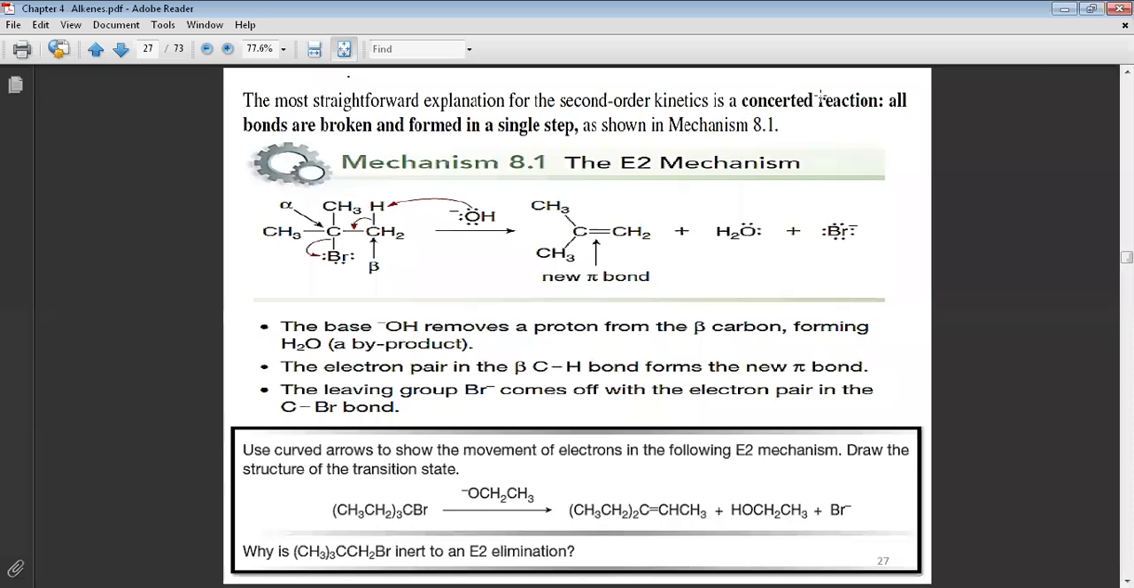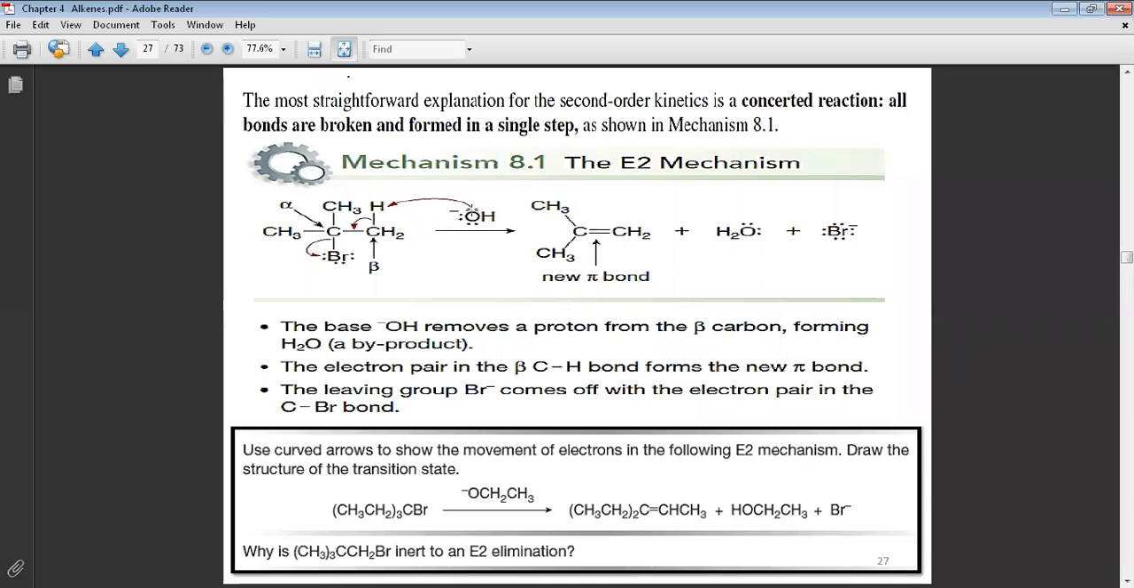Now, he said the most straightforward explanation for the second order kinetics is the concerted reaction. All bonds are broken and formed in a single step. Look, this is the E2. It is like SN2, just a one step mechanism. That means all the bonds are broken and formed in the single step.